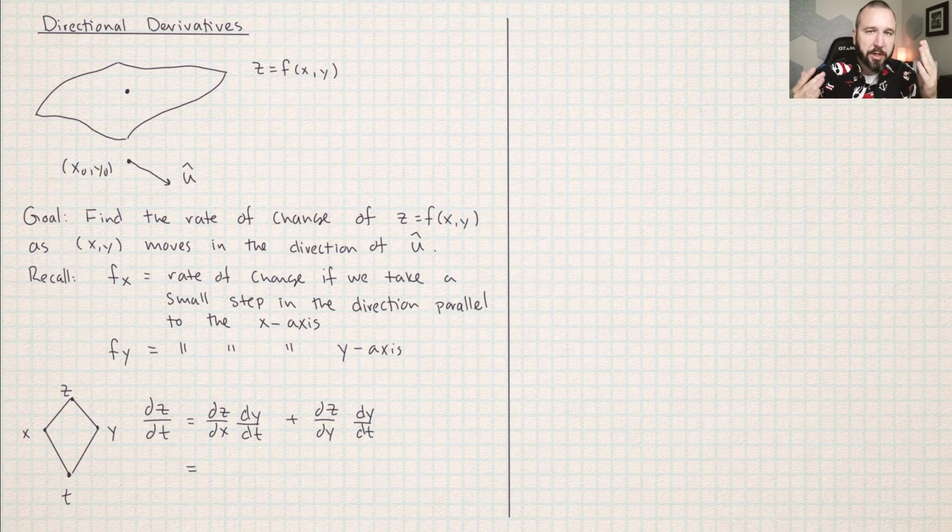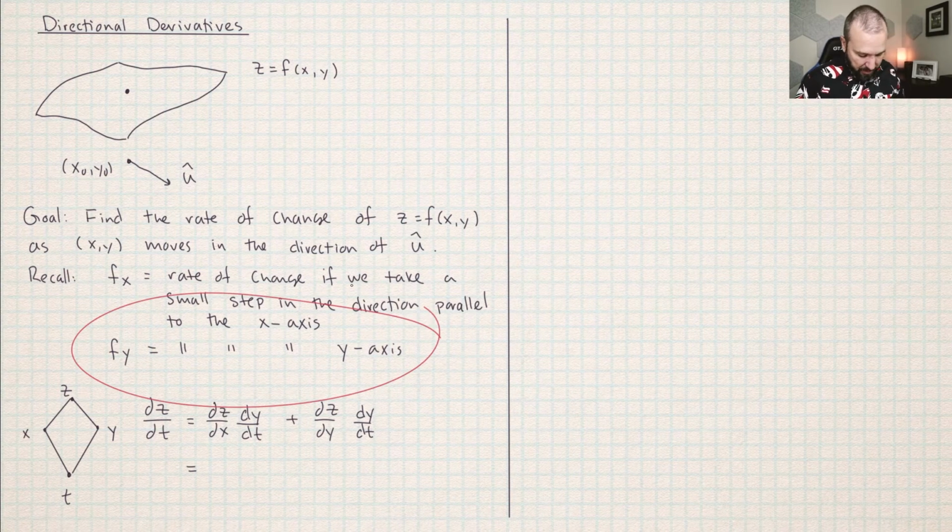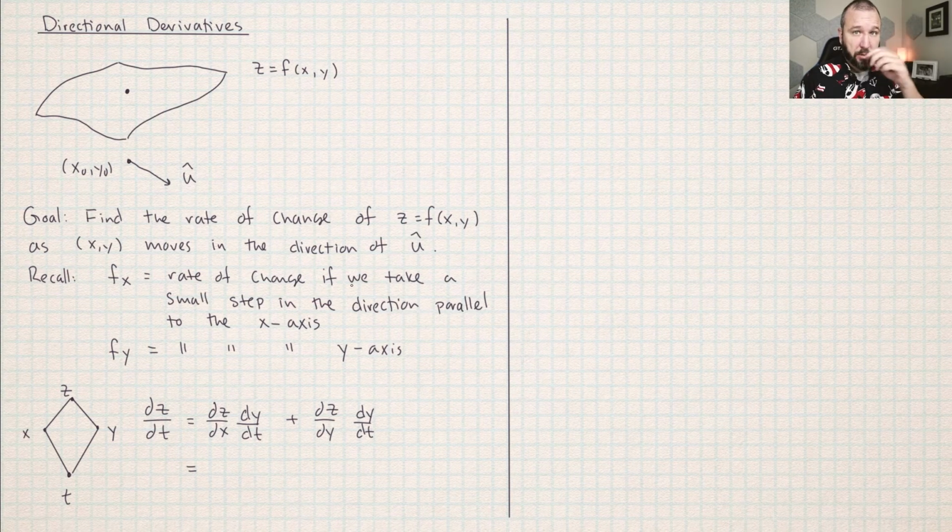So these are the tools that we're going to need from previous lessons. The first one is partial derivatives. So f sub x is going to be the rate of change of the function if we walk in the direction parallel to the x-axis. And likewise, f sub y is going to be the rate of change of the function if we walk in the direction parallel to the y-axis.